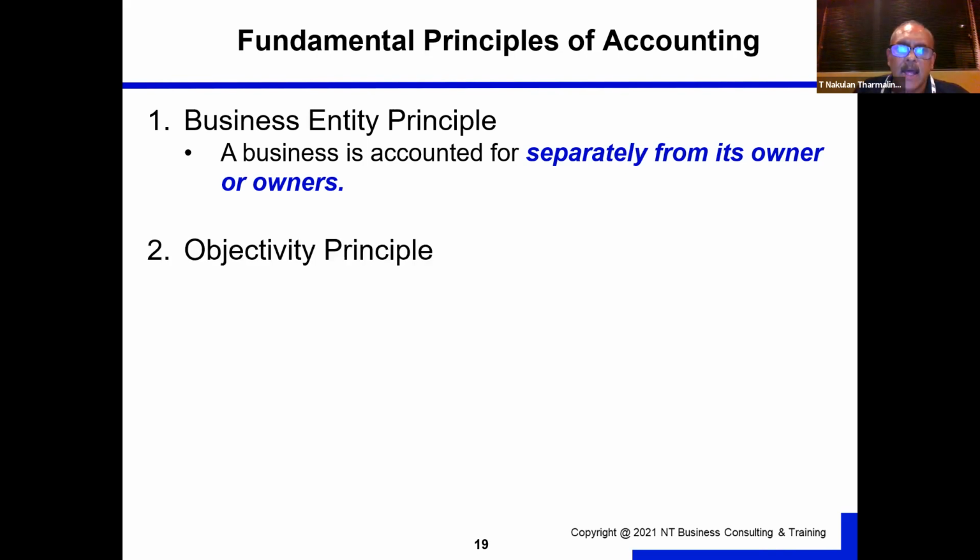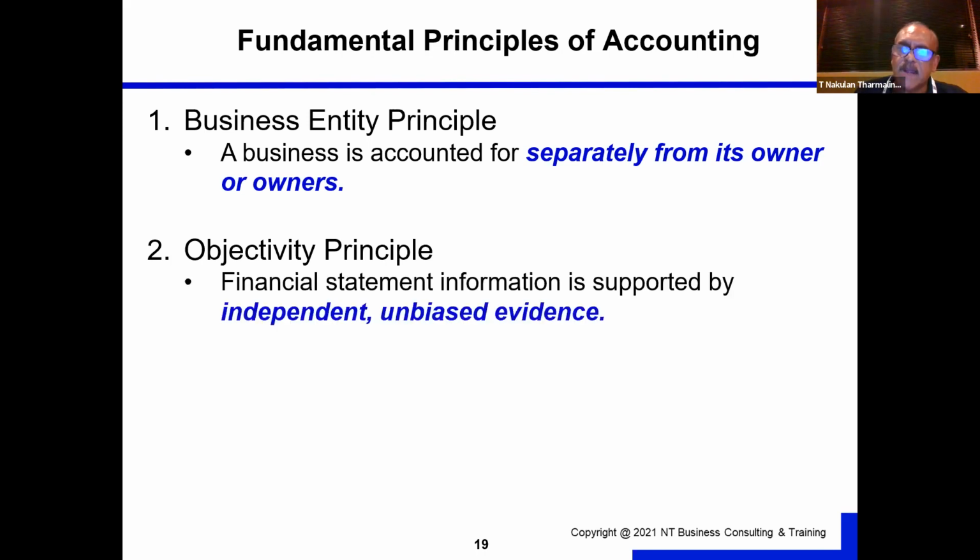Okay. Objectivity principle. This is very important. Financial statement information is supported by independent and unbiased evidence. If you look at any of these accounts which are prepared and published, at the end of the accounts, it is certified by the auditors. And one of the important statements they put down there: this financial statement has been prepared and provides a true and fair view. Have you seen it before?